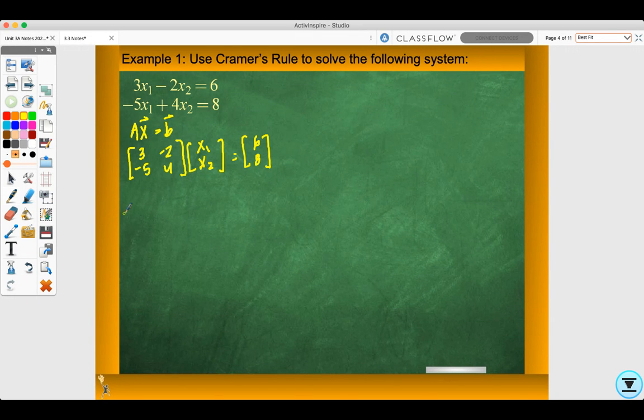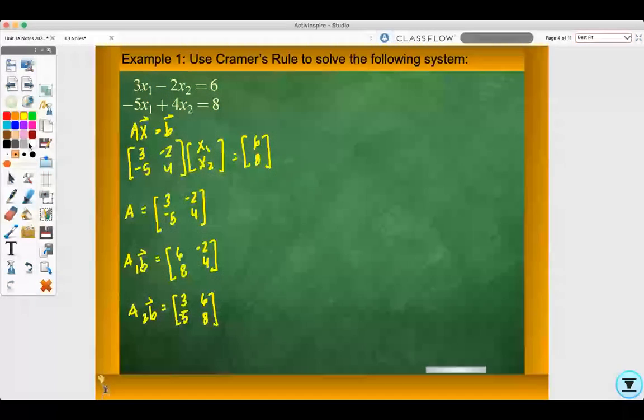So I have matrix A, which would be 3, negative 5, negative 2, 4. Matrix A1(b) would be 6, 8, negative 2, 4. Matrix A2(b) would be 3, negative 5, 6, 8.